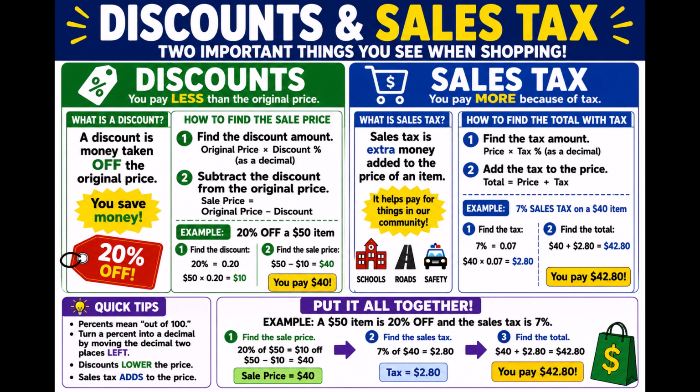So let's remember, discounts lower the price. Sales tax adds to the price. So find the discount first, then calculate the sales tax on the sale price.